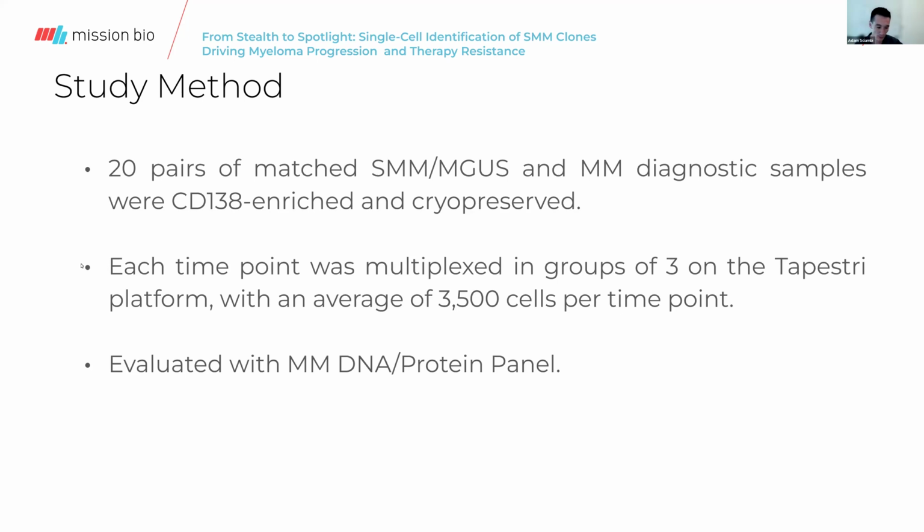Our platform works well with samples being multiplexed together because we can identify germline mutations. You can take up to 3 samples and put them together in one run, and then they can be deconvolved using their germline variants. So in these runs, each time point was multiplexed in groups of 3 with others. There's minimal crosstalk, and on average, we had 3,500 cells per time point, so on average more than 10,000 cells per run. And then they were evaluated with the panels that I showed on the previous slides.